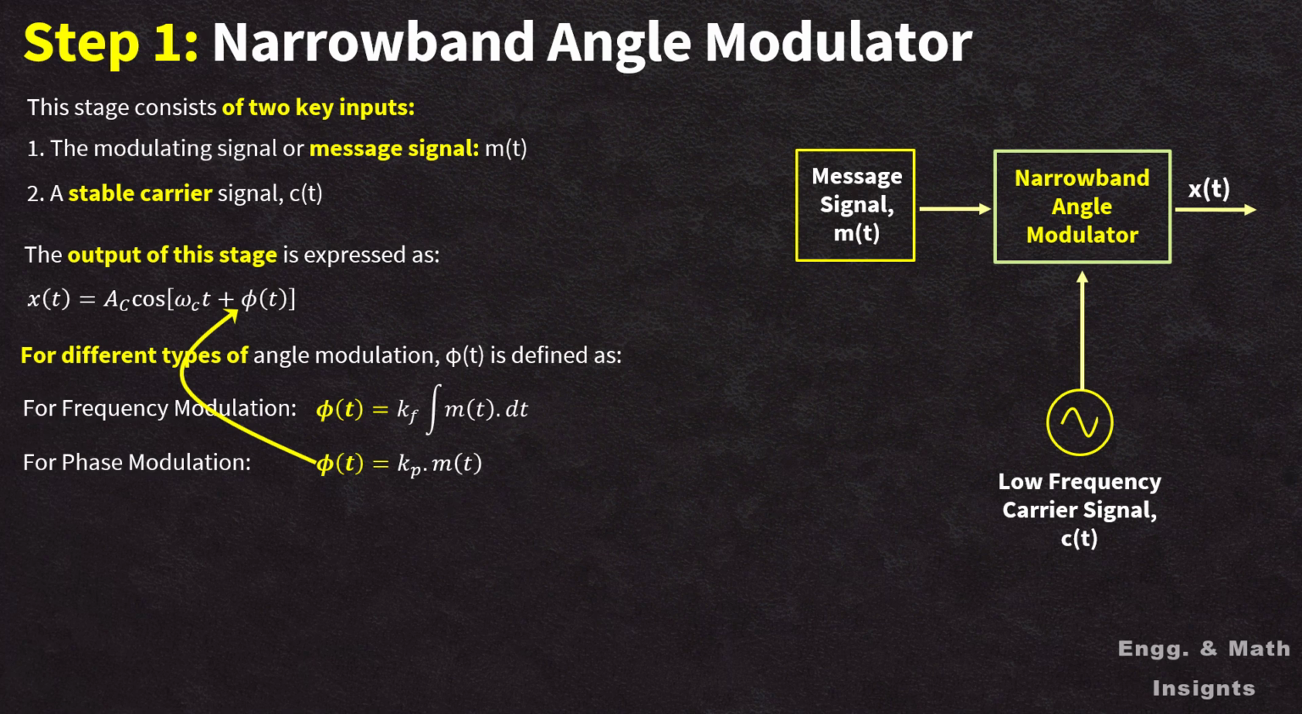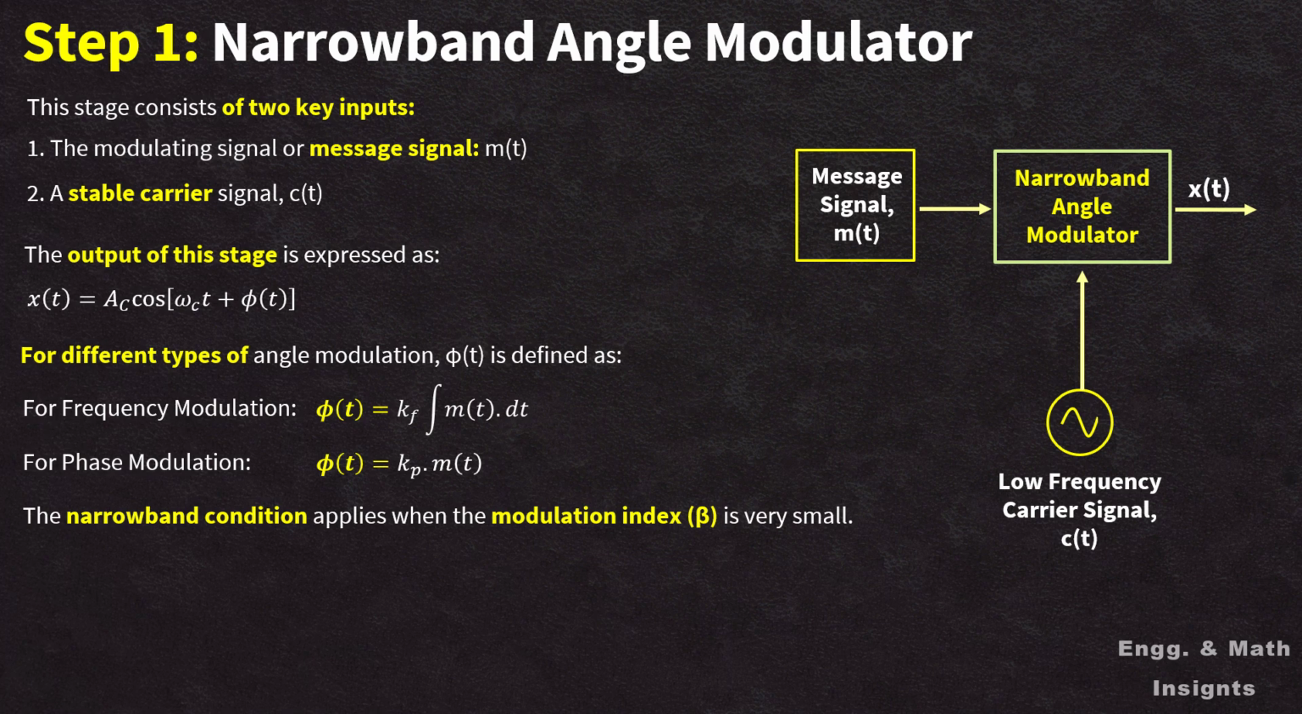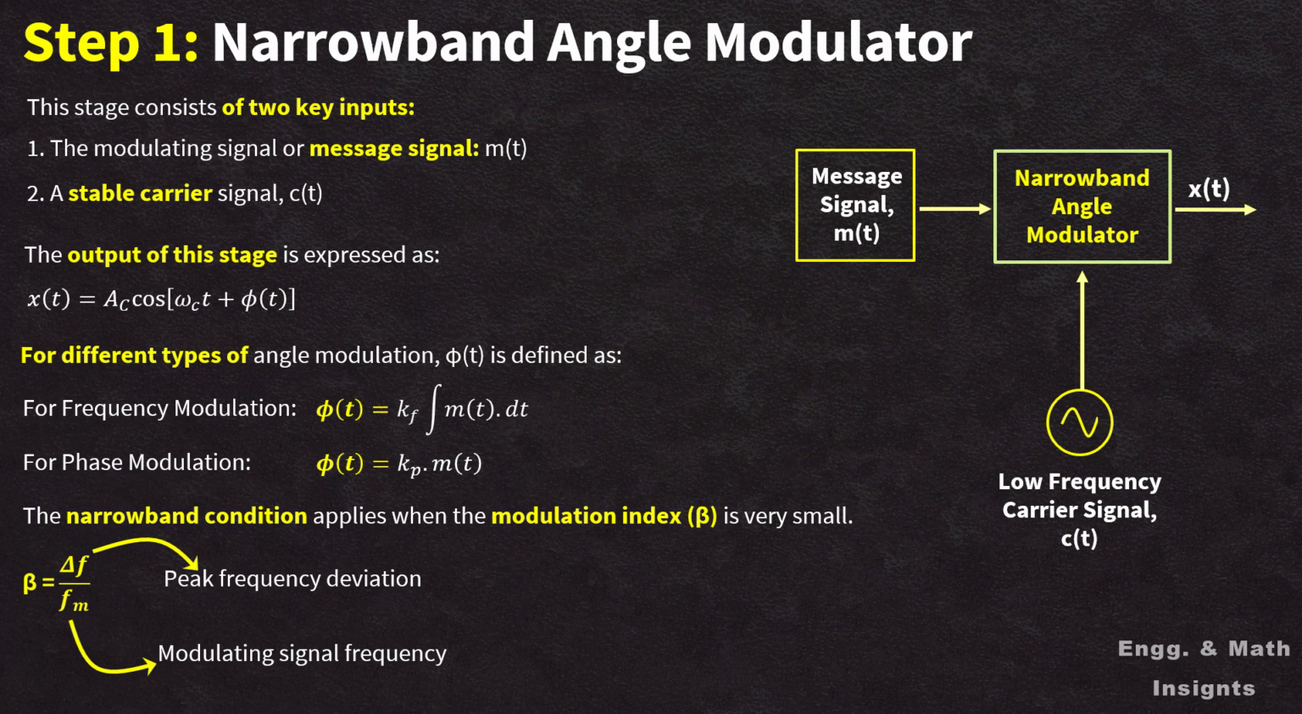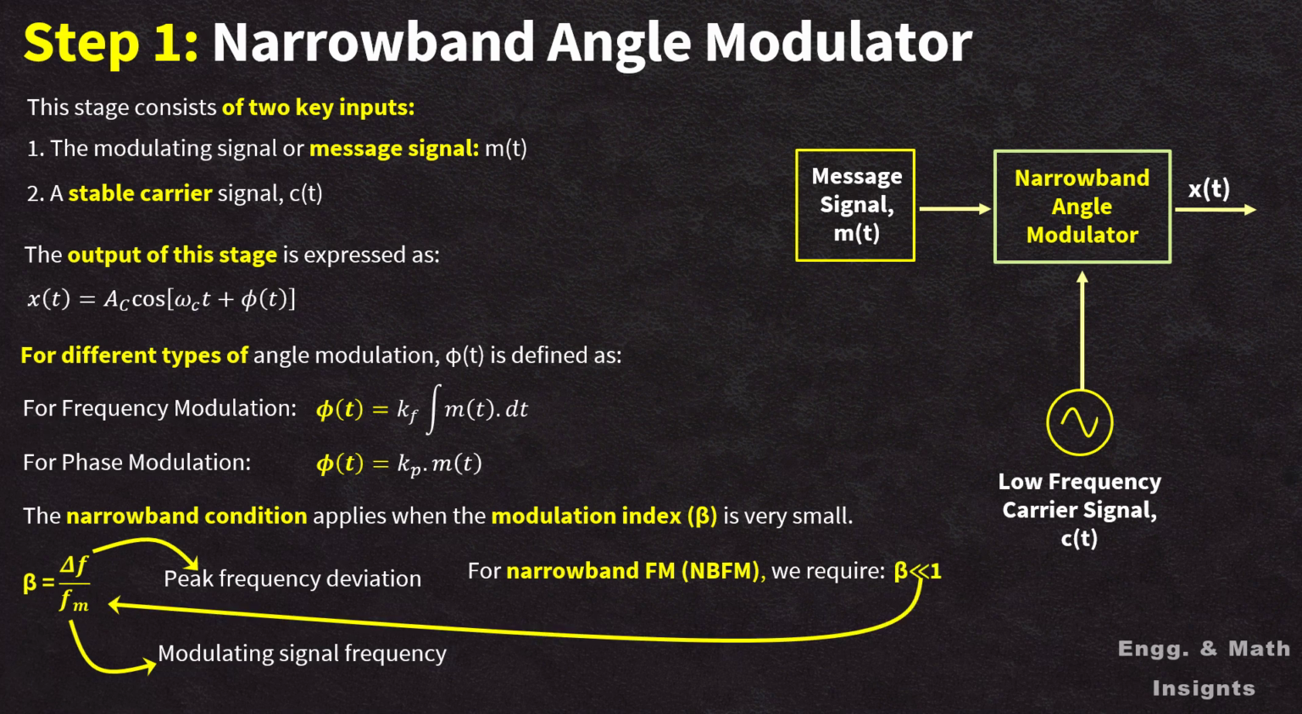Now let us understand the narrowband condition. The narrowband condition applies when the modulation index beta is very small, and beta is defined as Δf divided by fm, where Δf is the peak frequency deviation in hertz and fm is the modulating signal frequency, also in hertz. For a narrowband FM signal, we require beta much less than 1. This means that the frequency deviation Δf is much smaller than the modulating signal frequency fm.